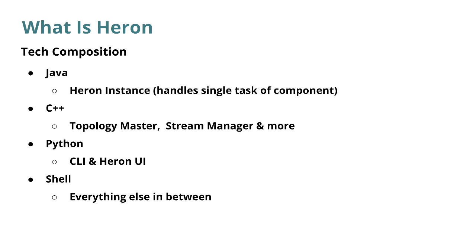So the tech composition is mainly Java. Then it has, probably behind that is C++, then Python. So Java would be those Heron instances, and this is not exclusive, this is just a short list I put together. So those I1 through I4, those are a JVM process. C++ will be your topology master and stream manager. Python will be your CLI, and then your UI, and then we have shell to kind of smooth out the rocks in between.